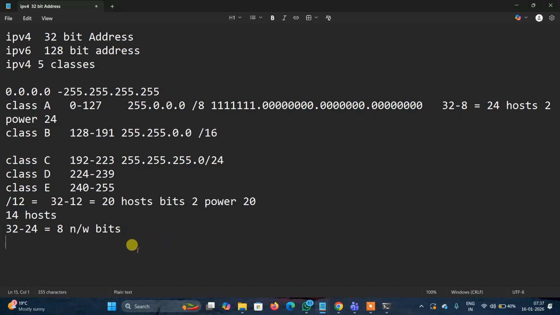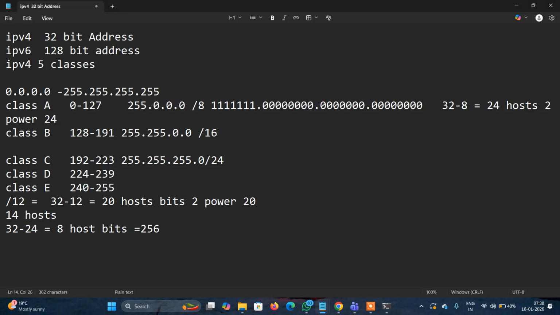Now, if you take any IP address, suppose like class A has 8 network bits and 24 host bits. In class C, there are 24 network bits, and how many host bits are there? 8 host bits. So 2 power 8 is equal to how much? 256.